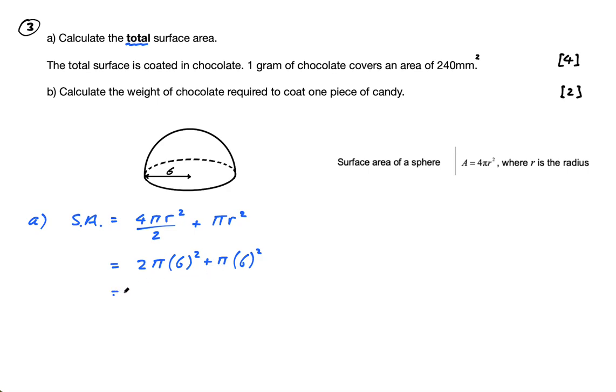Which is actually equal to 36 pi. Well, it's actually 3 times 36 pi, which is 108 pi. I could leave it like that, or I could write it in millimeters squared.